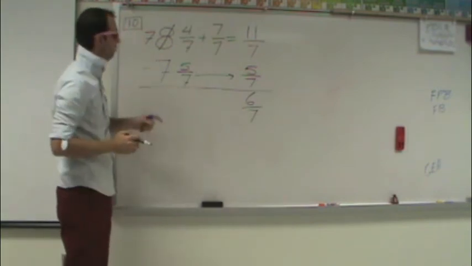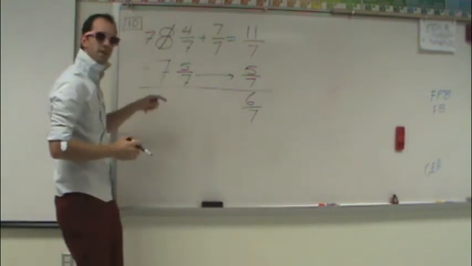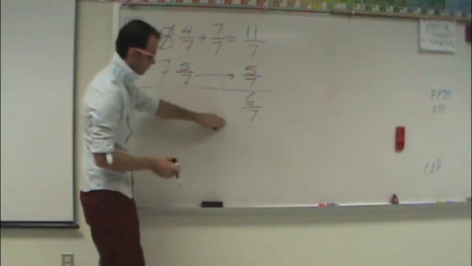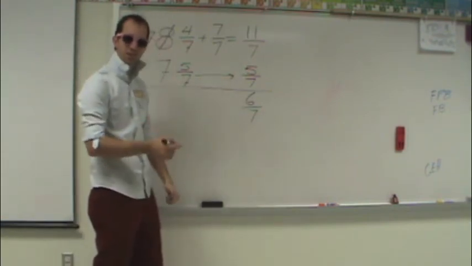Then we got to subtract the whole numbers. 7 minus 7 is 0. My answer is just 6 sevens.